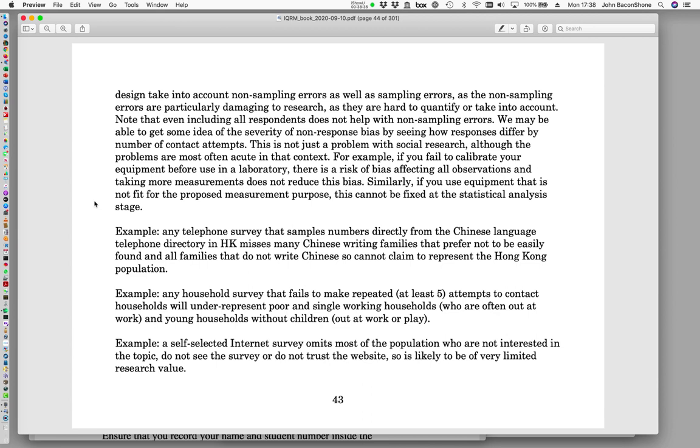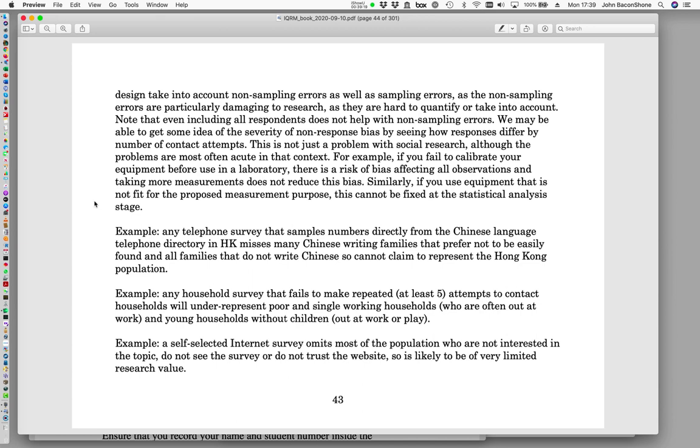Okay, so another very good example, I mentioned about contact attempts. So for example, if you only make one contact attempt on each telephone number before you move on to the next one, there will be a very strong non-contact bias. So how does that affect things? Well, for example, poor households or single working households, they're often out to work, or young households without children who are often out at work or at play. So single elderly people, there's usually somebody at home, right? So we know there is a bias if you don't make multiple contact attempts to try and reduce the non-contact bias in a telephone survey.